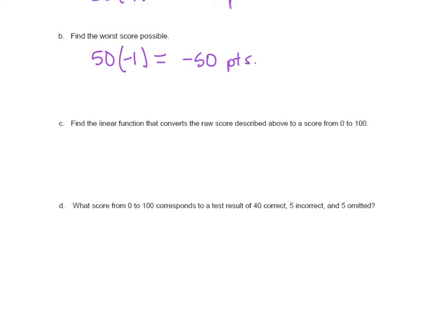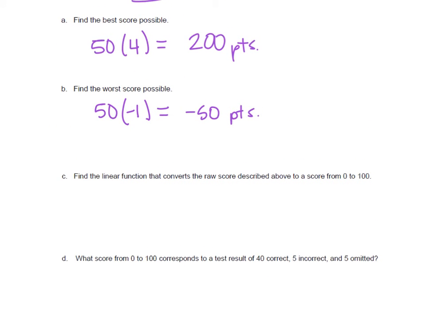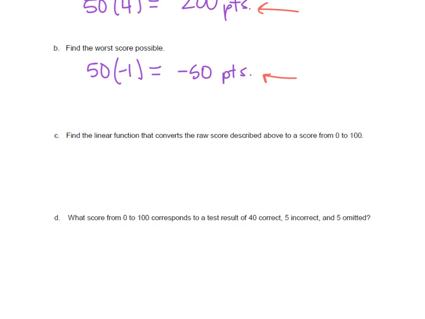Okay, so what they're wanting us to do is pair up the raw scores. Raw scores are the ones we just talked about. 200 points is the highest, -50 is the lowest. Pair that up to from 0 to 100.